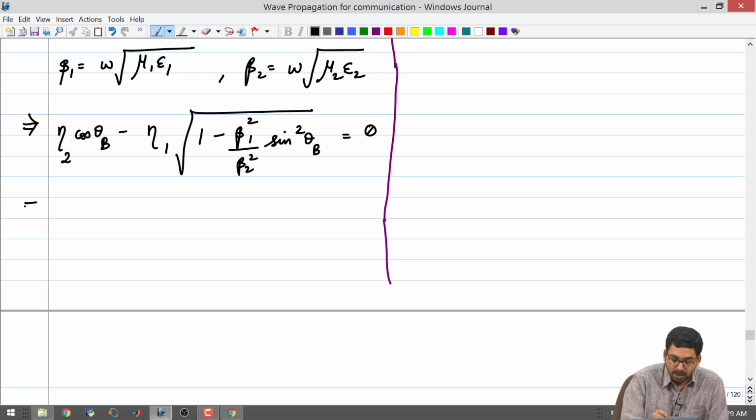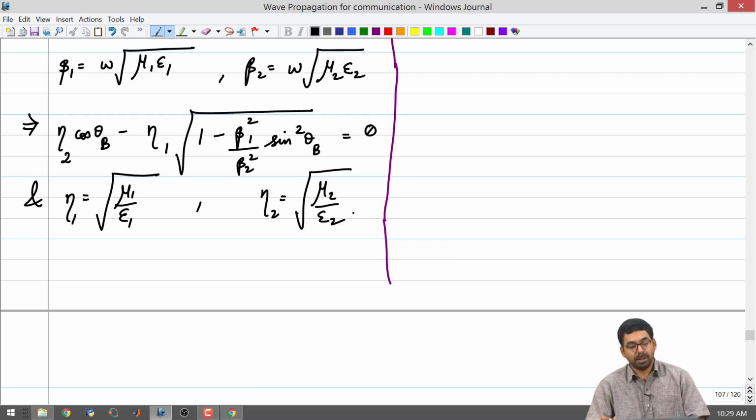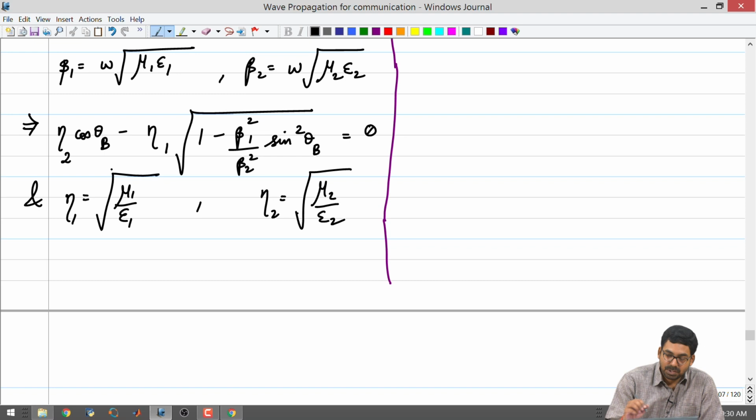So, there is also another thing that we can do. We can substitute, we already know that eta 1 is square root of mu 1 by epsilon 1, eta 2 is square root of mu 2 by epsilon 2. You could also make the same substitution for eta 1 and eta 2 in that equation. That makes it look even more complicated than what it was before. If you do these substitutions and if you wish to solve for theta b, you will get a very large expression. I will not do the solving part, all right.